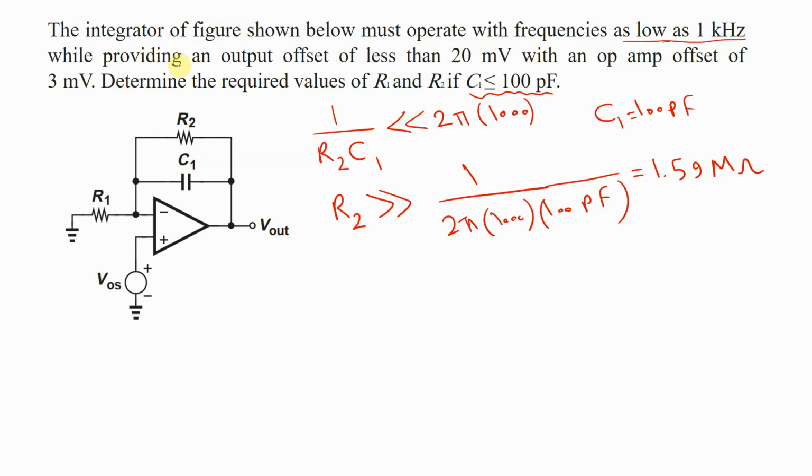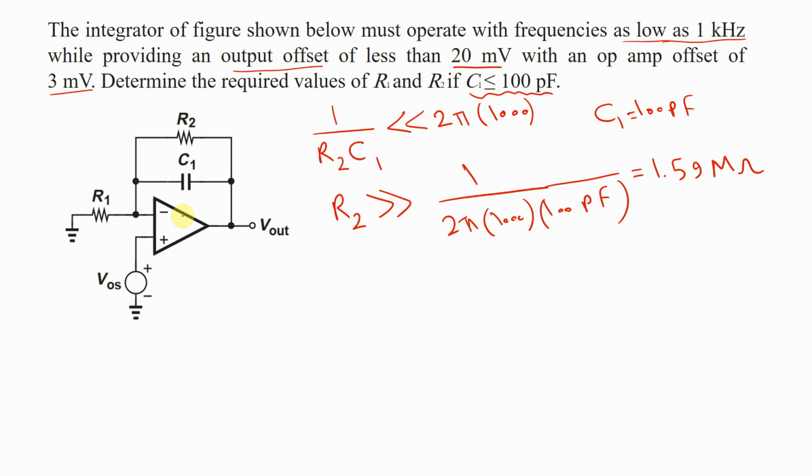Now, while providing an output offset of less than 20 millivolt, with an OpAmp offset of 3 millivolt, determine the required values for R1 and R2. Now, how about this output offset and this input offset?